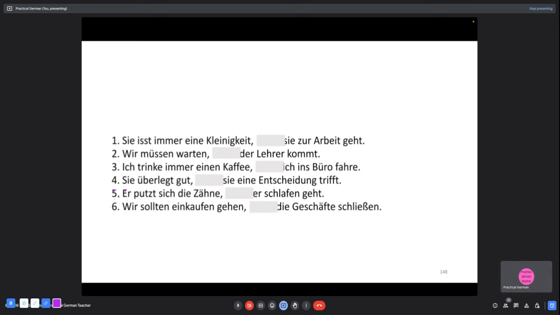Wir müssen warten, bis der Lehrer kommt. You know, bis, or you can also say before. I mean, both are correct, right? Both will make sense over here, depending on what you're trying to say, right?